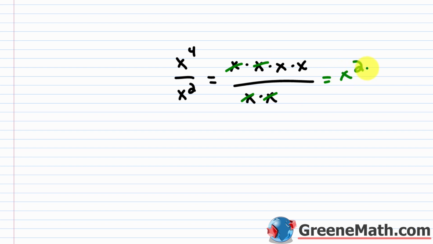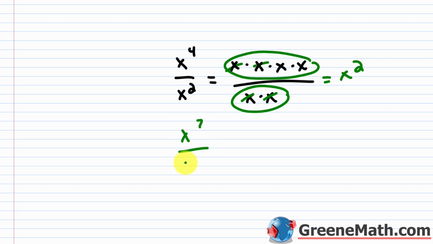But the easier way to do this is to subtract the exponent in the denominator, which in this case would be 2, away from the exponent in the numerator, which in this case would be 4, right? I'm basically taking two factors away from the factors that are in the numerator. That's all I'm doing. If I had something like x to the 7th power over x cubed, again, it would just be x to the power of 7 minus 3, which is x to the 4th power. That's all you have to do.